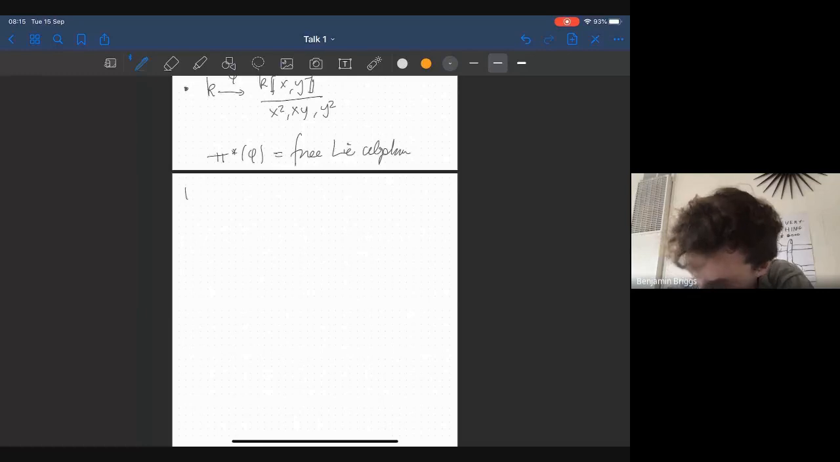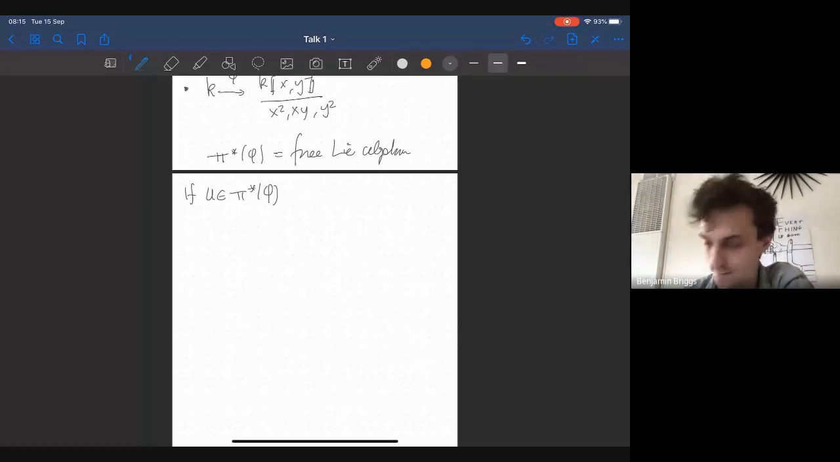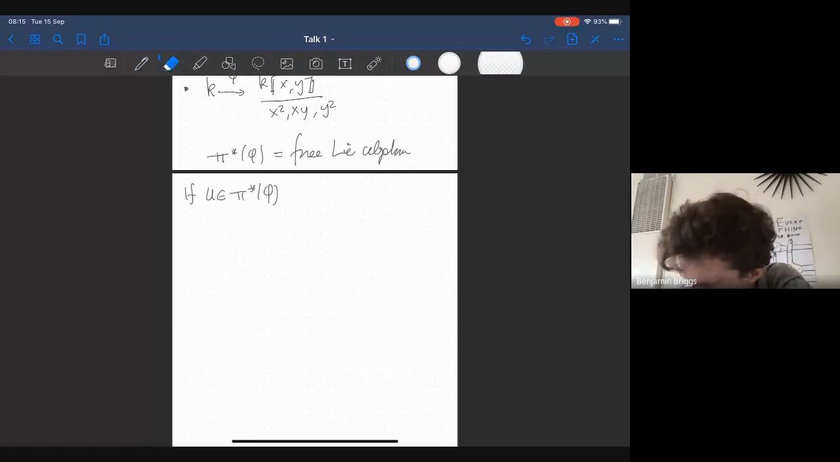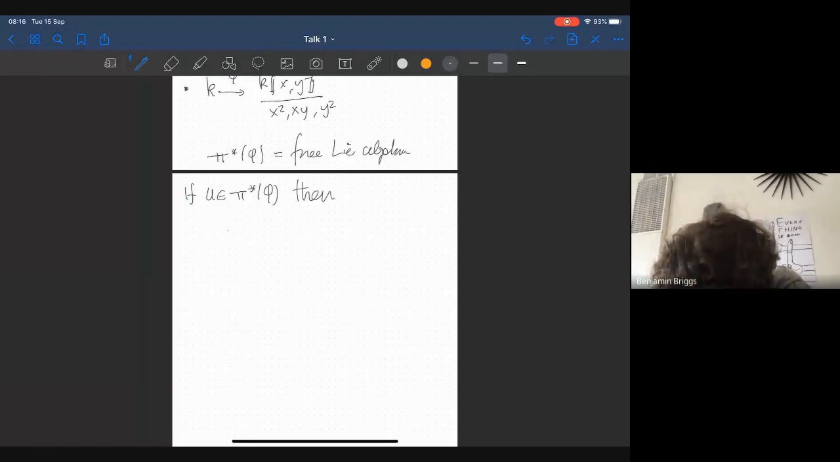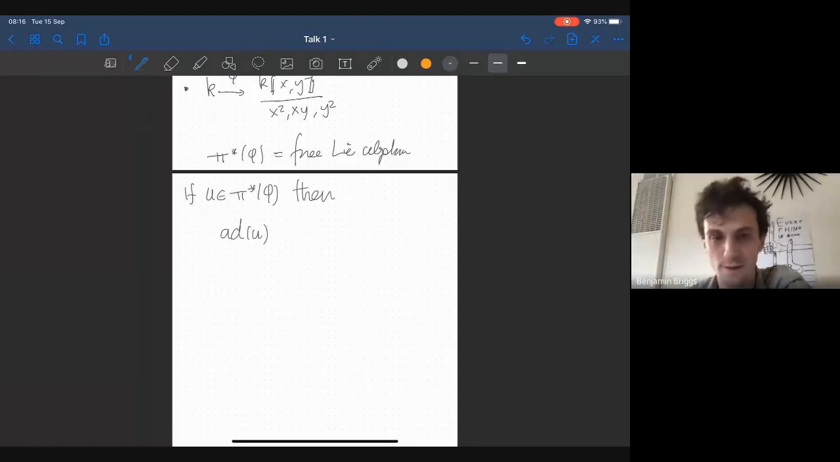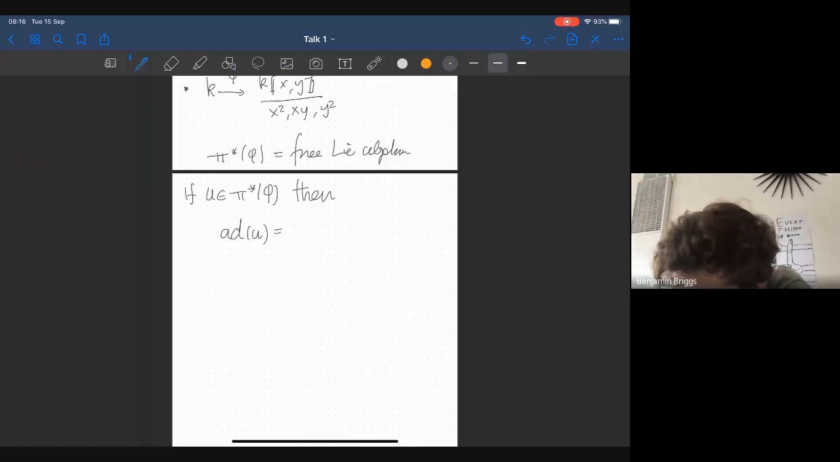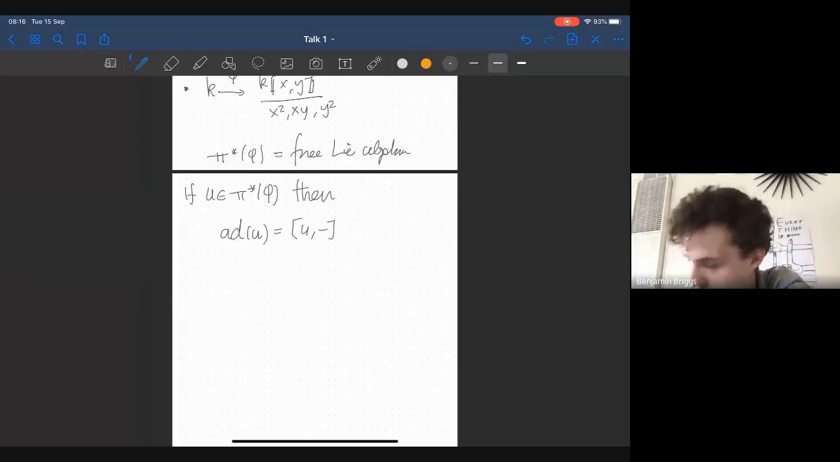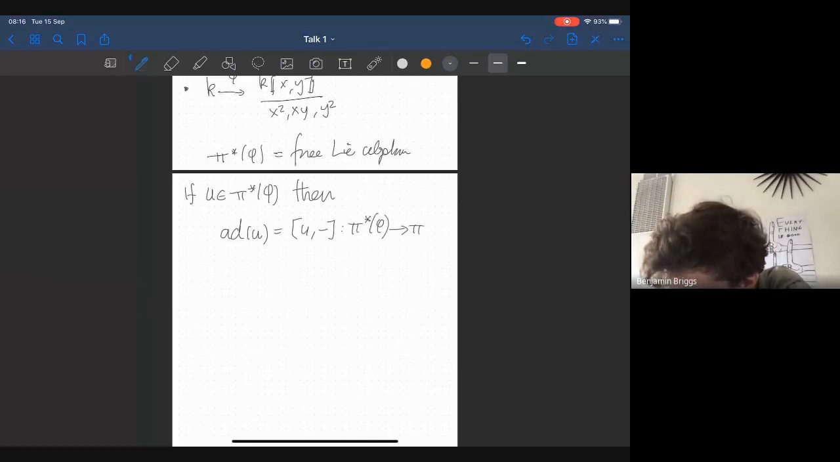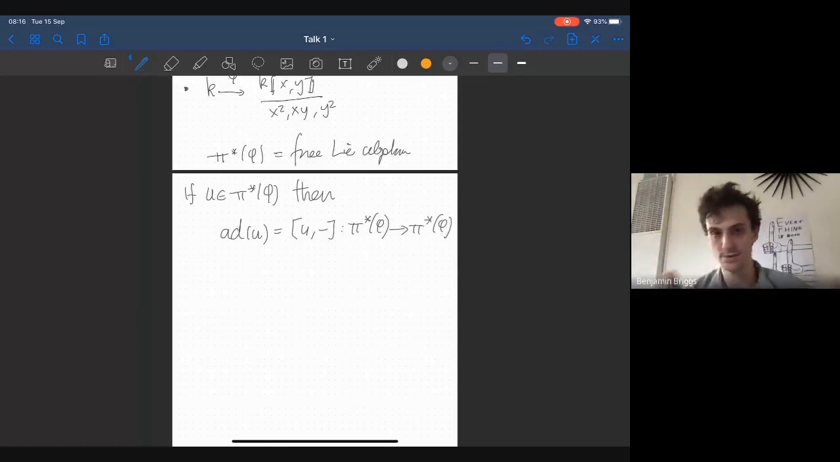First I need a definition. If you take an element U of the homotopy Lie algebra, there's a thing called the adjoint action of U. It's written ad U. Ad U just means bracket with U. It's this map from pi star of phi to pi star of phi, which takes something and brackets it with U.